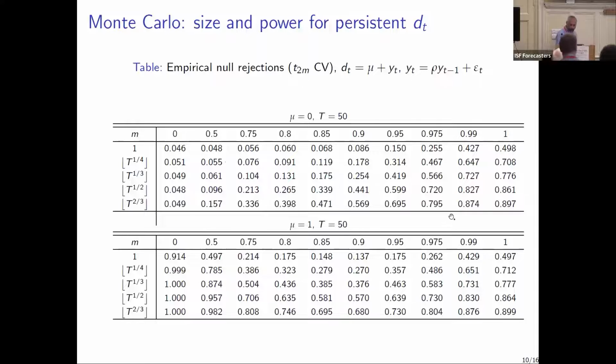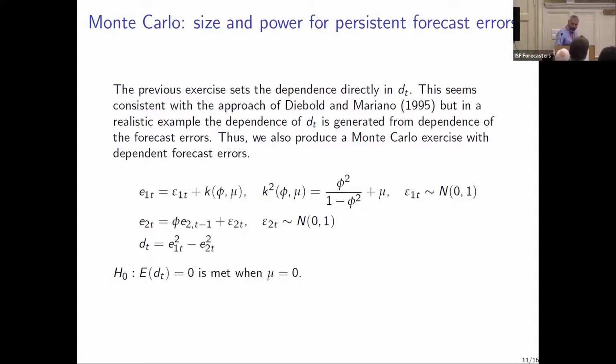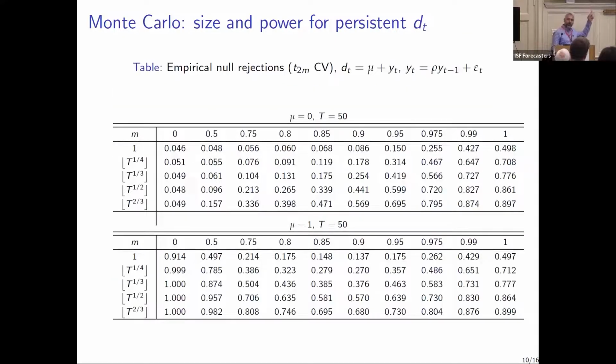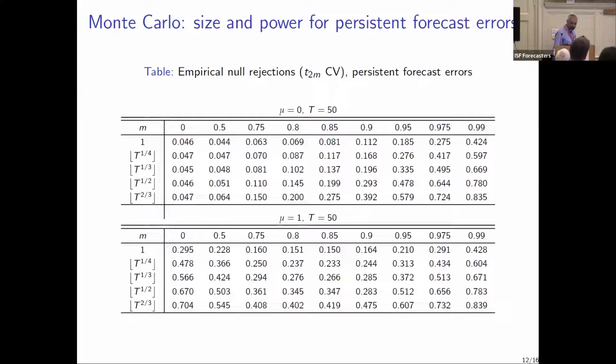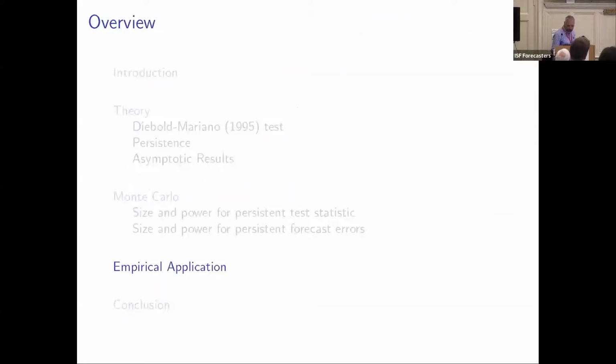Bad news. And look at the difference. It's pretty much the same. The number of rejections, regardless of whether I have a drift or not, is very little affected. Here I simulated DT, not nice. So here I simulate the errors instead. You get pretty much the same story.